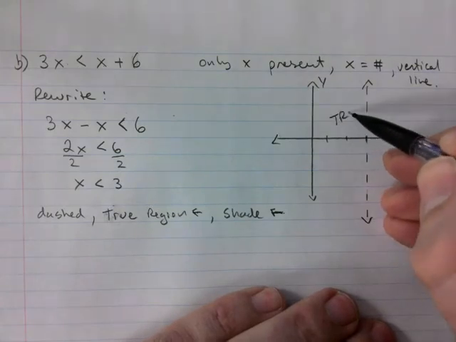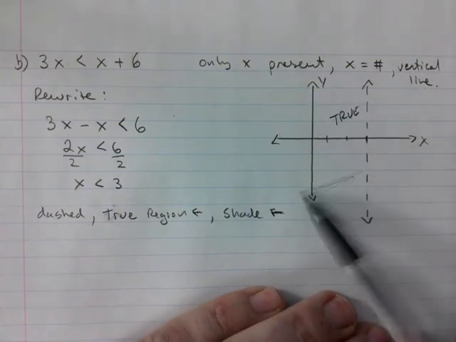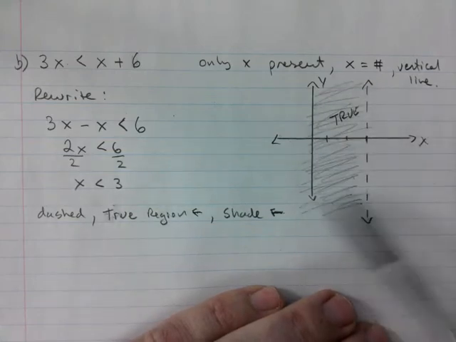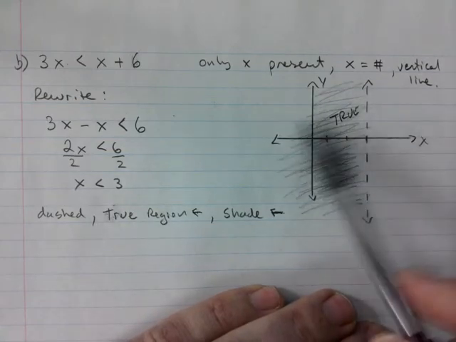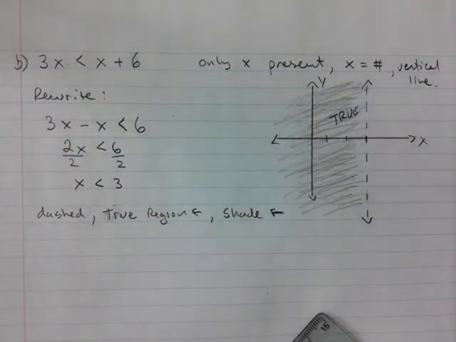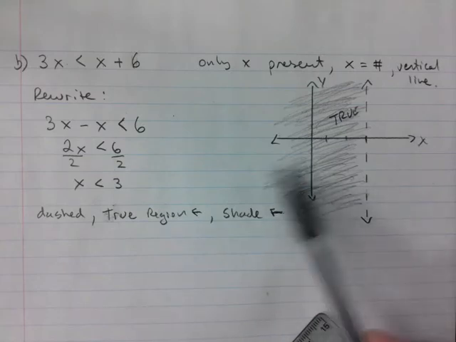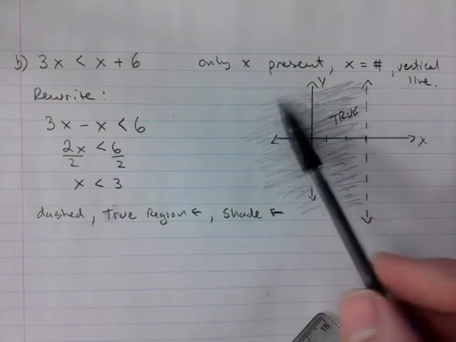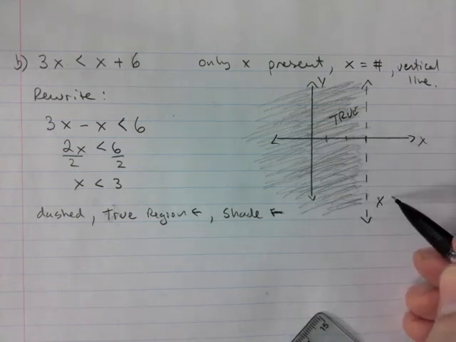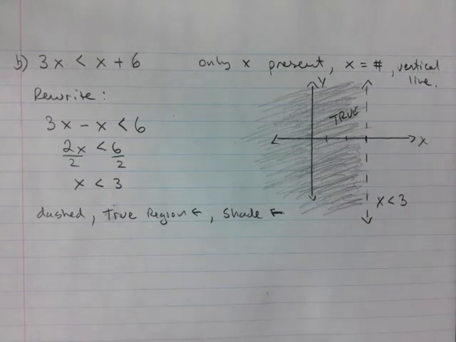True region is here. It's actually everything going to negative infinity. All of that is the true region. So just feel free to go there. And then I just label this x is less than 3. Or you could label it 3x is less than x plus 6. It's up to you.